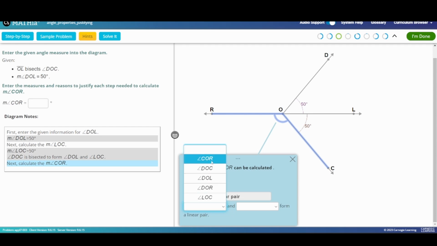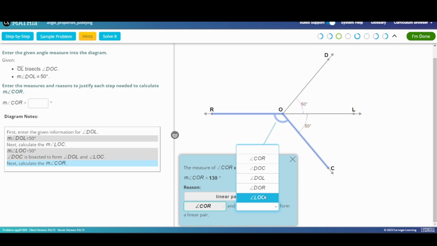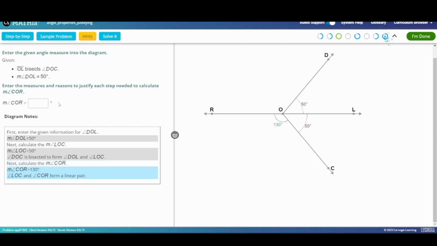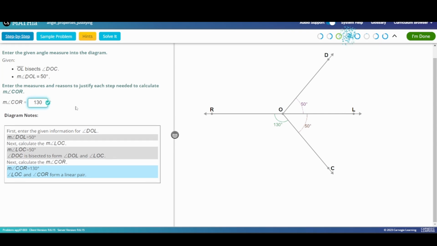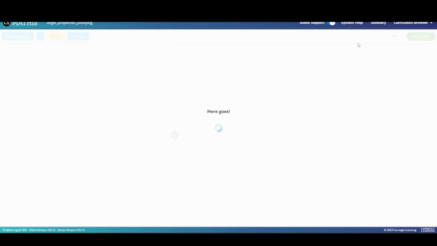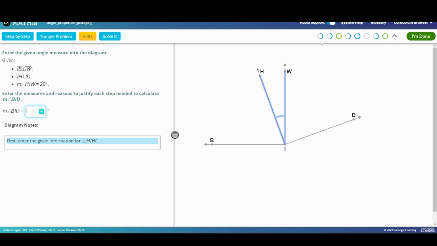And if it does it backwards, COR, as long as your middle is still O, that's okay. And then what's the other one that formed is LOC. LOC. All right, so COR is 130 according to our calculations from earlier. So it's still mapped out on our picture there. 130 degrees. Got that one. And now I'm going to hit I am done. You can see we're getting close to those all being filled in up here.